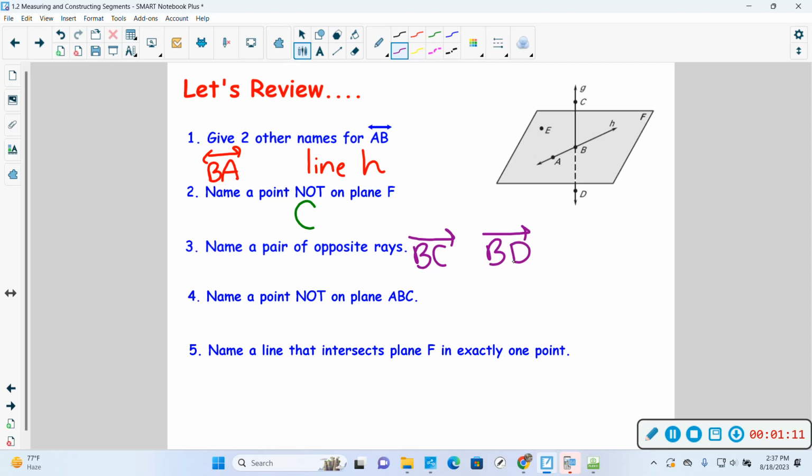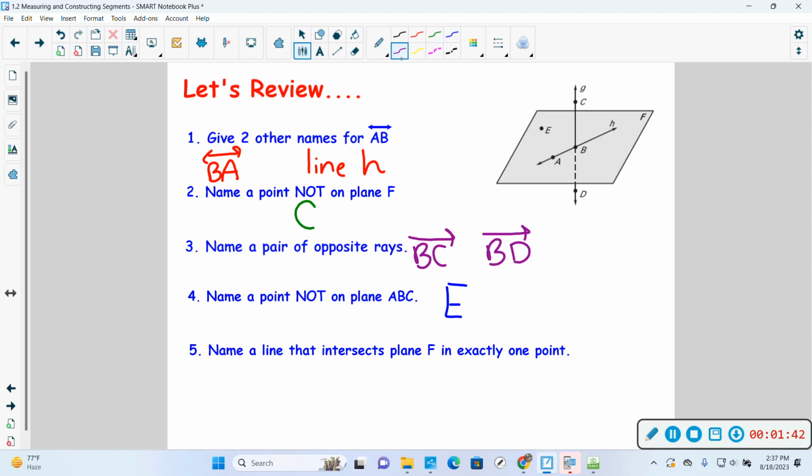All right, name a point not on plane A, B, C. Now, we talked about this yesterday. It seems weird. A, B, C. Through any 3 points, you can make a plane. So I'm not going to draw, and nobody needs to see my drawing skills. I could draw a plane around those. You got a couple choices here. What points would not be on that plane? E or D. Pick. I don't care. I heard E first.